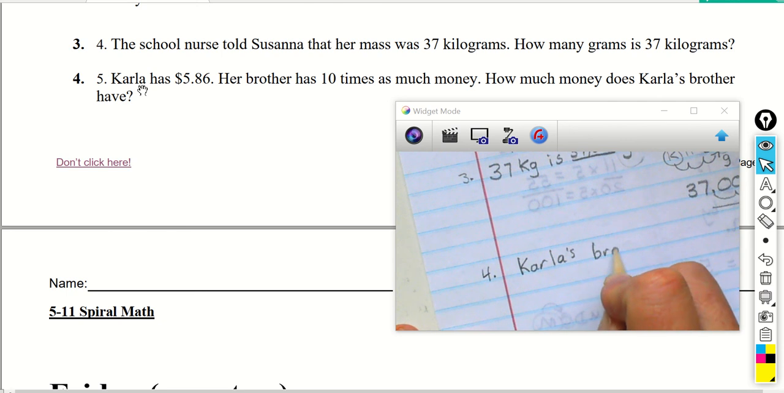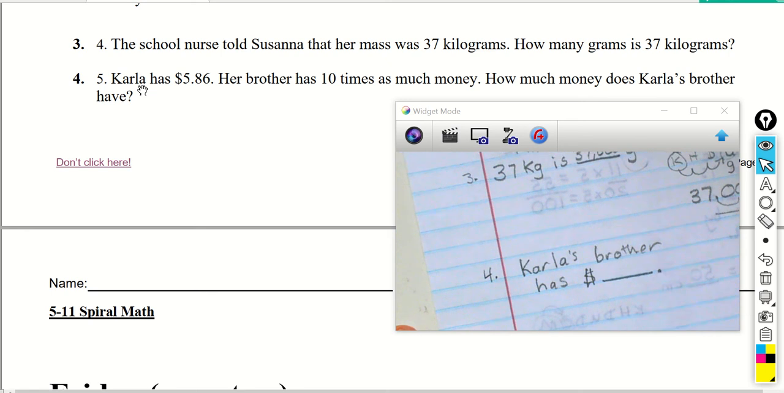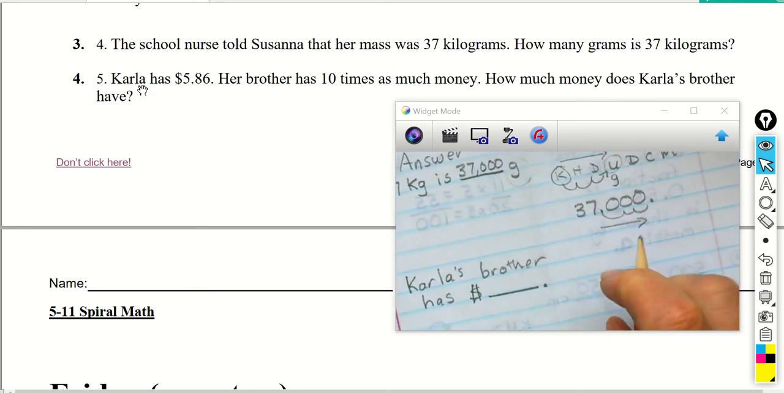Carla's brother has, and I'm going to put a dollar sign in a blank. Now I'm ready to figure this out. I won't have to really actually multiply. I'm just going to use some mental math.